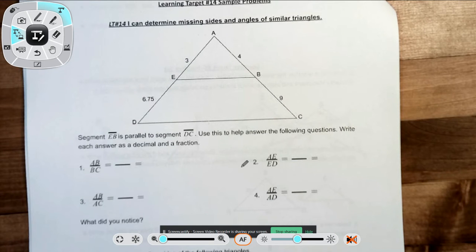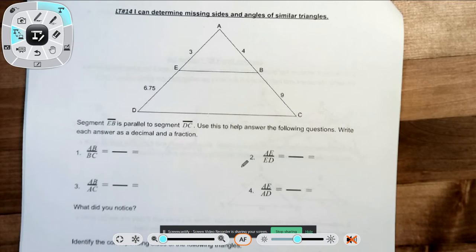Hi guys, so we are going to be starting learning target 10, which is solving with similar triangles. The focus of this one is going to be when you are given similar triangles, how can you use that information to find missing sides or missing angles.